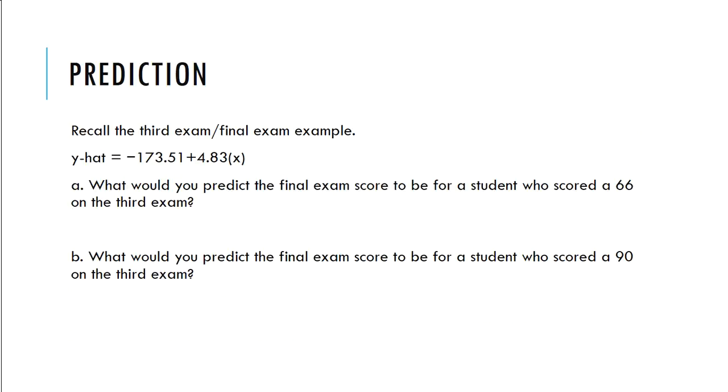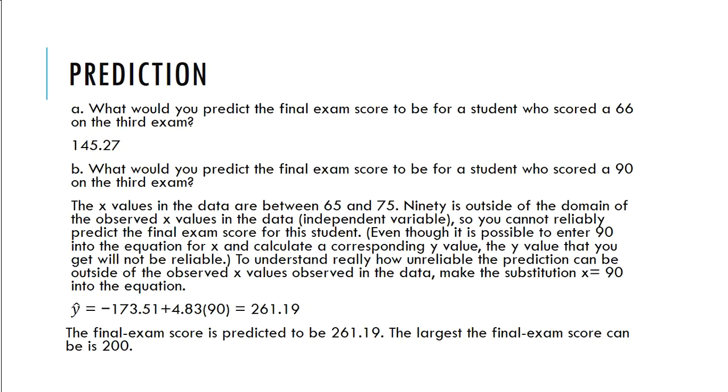So if you recall the equation, what would you predict the final exam score to be for a student who scored a 66 on the third exam, or for a student who scored a 90 on the third exam? Go ahead and pause the video and try these out. Okay, for the 66, you would just plug it in, and you'd get 145.27. All right, for the 90, it was kind of a trick.